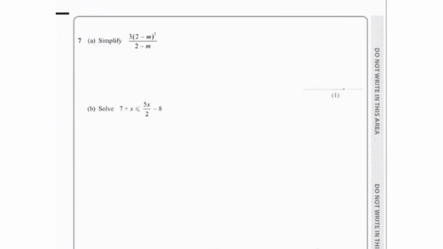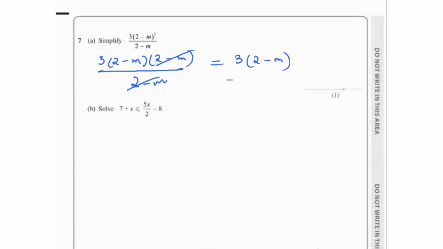Then we have to simplify 3 times (2 minus m) squared over 2 minus m. So you need to realize that (2 minus m) squared is 2 minus m times 2 minus m. We have 2 minus m in the numerator and denominator, so they get cancelled out. And that leaves us with 3 times 2 minus m, which is also the same as 6 minus 3m. That's your answer.